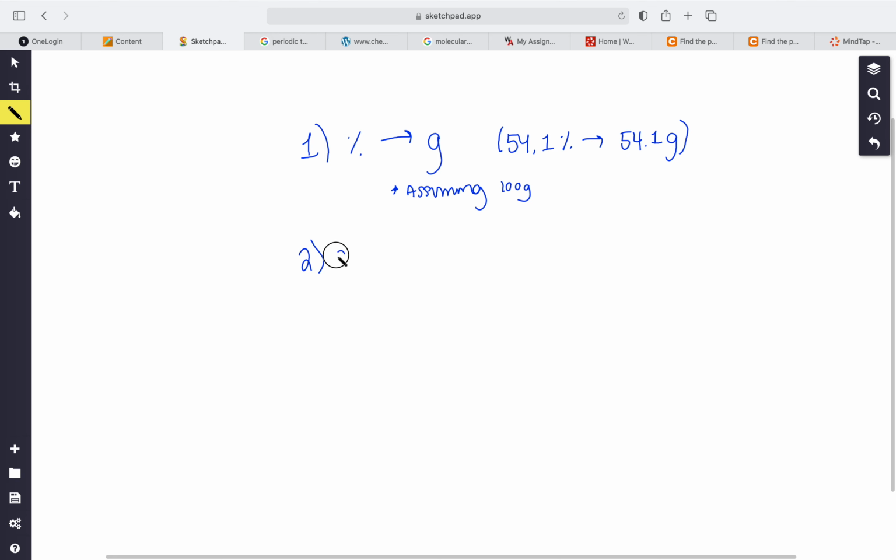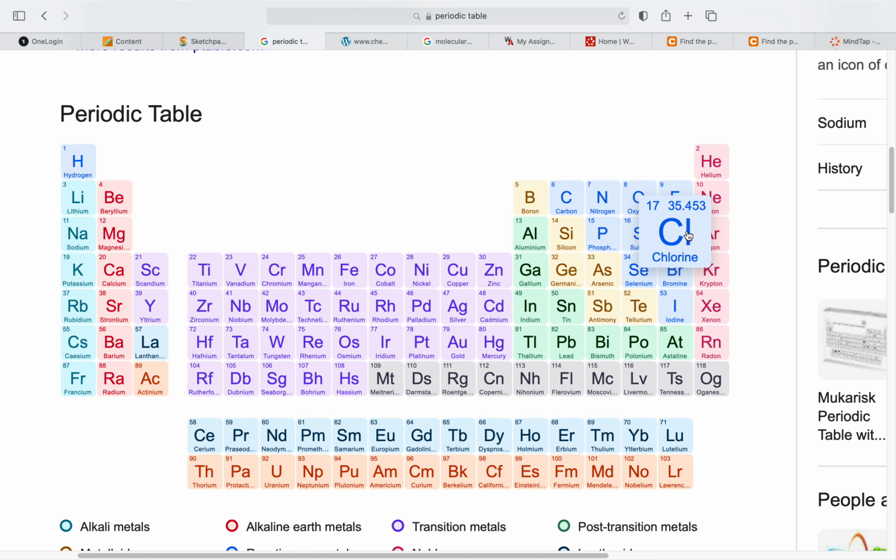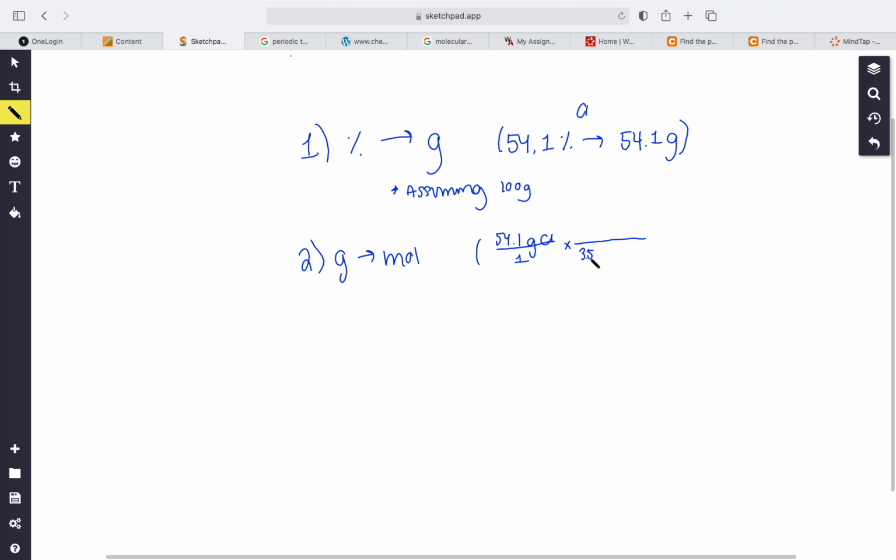And then you do grams to moles. And this is where dimensional analysis comes in. Let's say that this is chlorine. We do 54.1 grams of chlorine divided by 1 times, I think there's 35, right? Let's check. I always forget. 35.45 grams of chlorine per 1 mole of chlorine. And then you find that answer there.